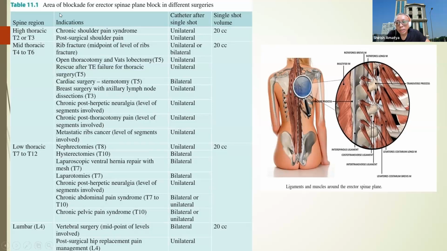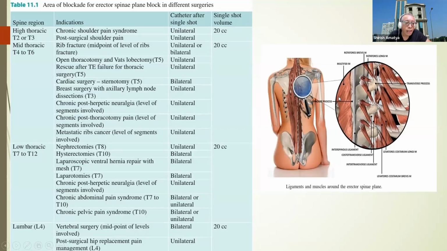As you can see, high thoracic level blockade can be done. We can go for the mid thoracic level. We can block the lower thoracic level as well as the lumbar region for the various conditions listed in this slide. Okay, so we can go for a unilateral as well as bilateral block, but a high thoracic erector spinae block is usually recommended to be done unilaterally instead of bilaterally. In the rest of the areas, we can go for a unilateral or bilateral block, and typically we use a larger volume of drug, about 20 cc of low concentration local anesthetic agent, for the blockade.